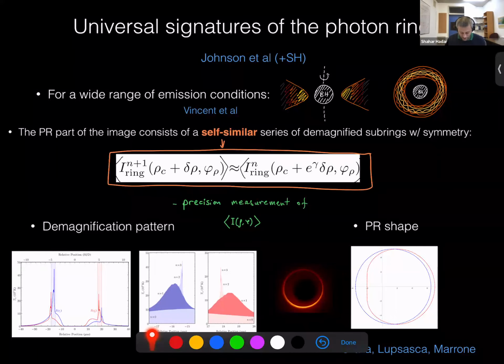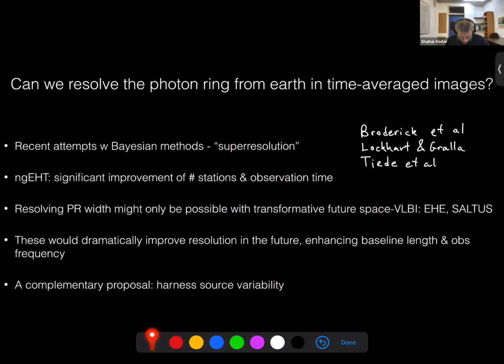I mean, everything scales with the mass, but it can be a nice probe of spin. Of course, in certain inclinations it spins more than others, but you can also get sensitivity to these parameters from the shape. All right. So can we resolve the photon ring from Earth in time averaged images?